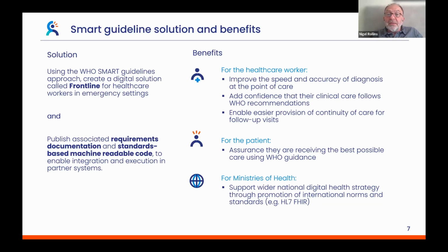For the health worker, we're hoping that it would improve the speed and accuracy of diagnosis at the point of care. It would add confidence to the health worker that the clinical care is founded on WHO recommendations and enable easier provision of continuity and follow-up. For the patient, theoretically, it would mean that there's greater assurance that they're receiving the right care. And for ministries of health, it would support what is already happening in many settings, and that is digital health strategies. So it's not just an app, and in fact, that is probably the lesser emphasis for us, but it is actually the underlying requirements documentation and what Gillian correctly referred to as standard-based machine-readable codes.